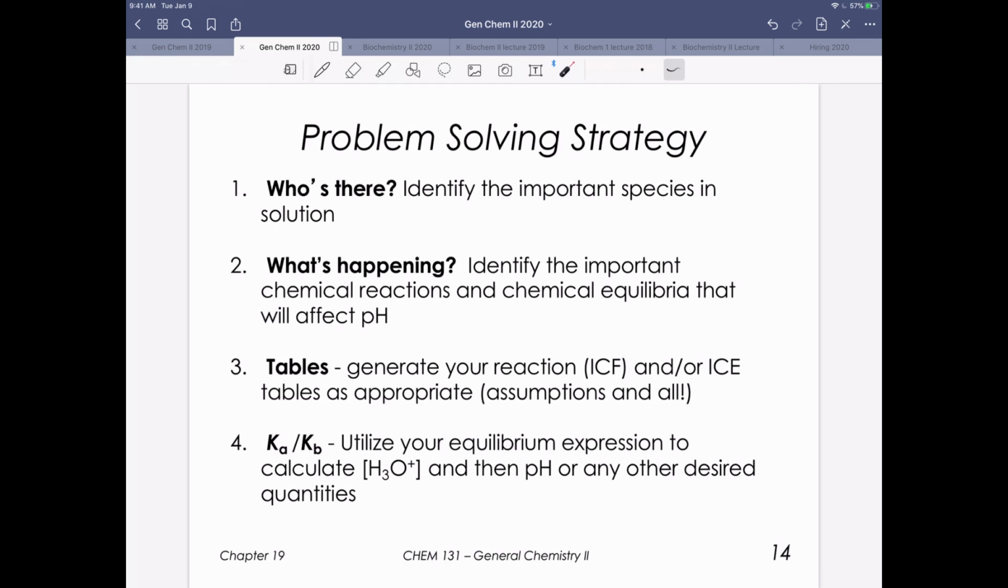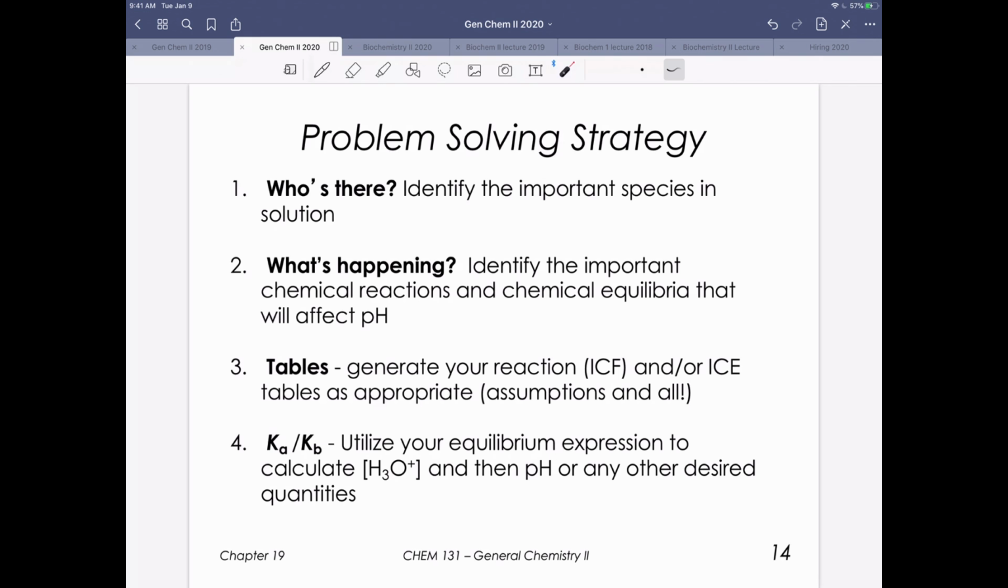So the problem-solving strategy that we are going to employ throughout the entirety of this chapter is a four-step process. The first thing that we're going to do is we're going to say, who's there? Who's in solution? Who are the important species that we need to think about? We employed this strategy when we first learned about adding salts to solution in chapter 18. We looked at everybody that was in solution, and then we said, who can do chemistry? So again, thinking about who can do chemistry, let's identify what's actually happening with that chemistry. Write down the chemical reactions that we have and the important chemical equilibria that are going to be able to affect pH.